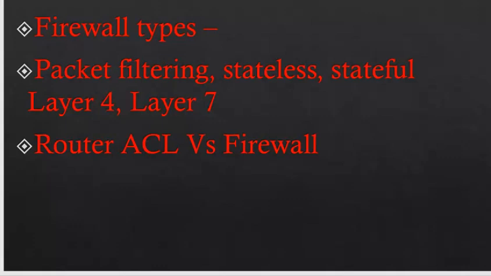In the case of layer 7, it can go deeper and take the decision based on layer 7 application understanding as well. It can block or allow traffic, not just by seeing the port. It can go deeper and understand, okay, this is this application. It's a web application. It's DNS traffic. It's SMTP traffic. It is FTP traffic. It can understand the application, not just the TCP port.